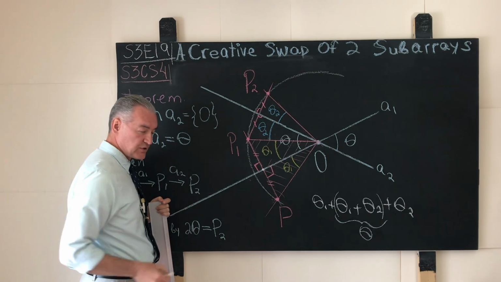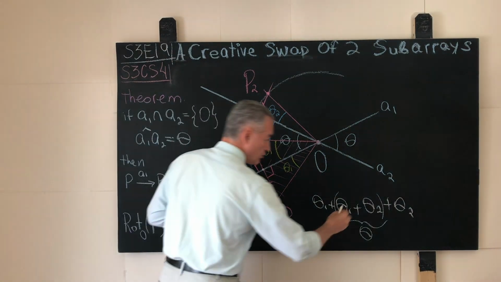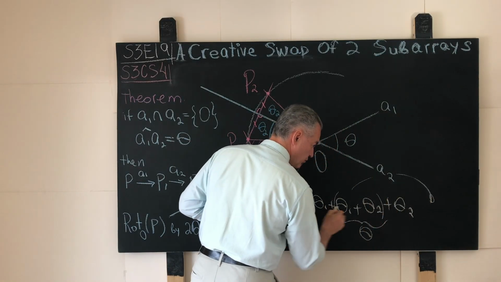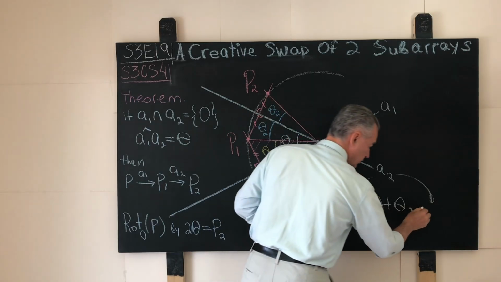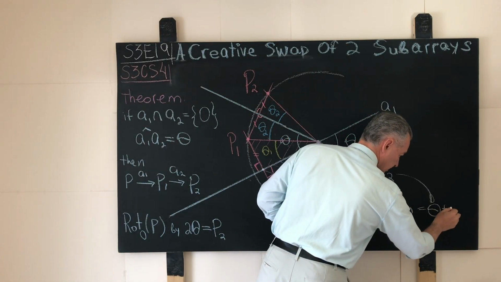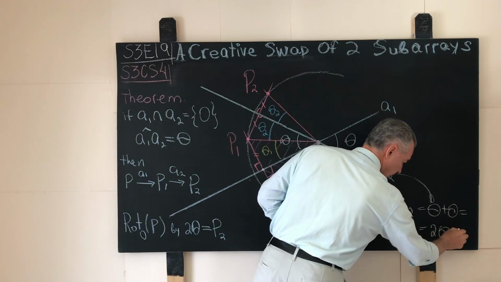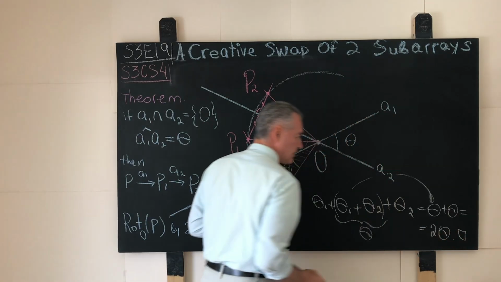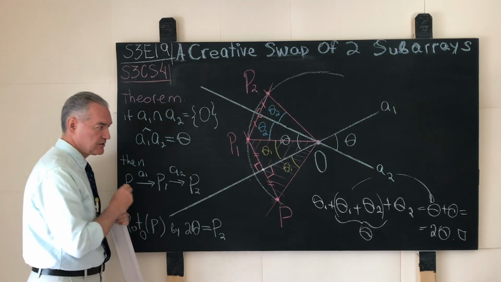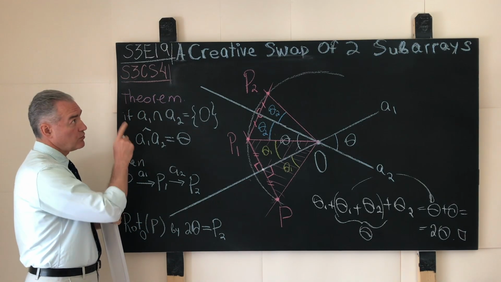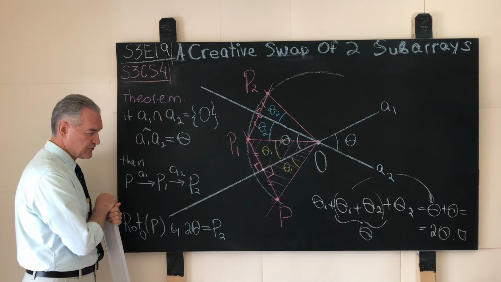And because the real numbers commute under addition, we can yank this theta over here, join these two, theta 1 plus theta 2, and thus we will have what? Theta plus theta, which is what? 2 theta, theorem proved. And this is exactly what we will use for our creative swap of two sub-arrays.